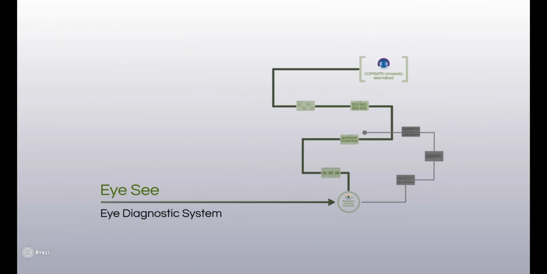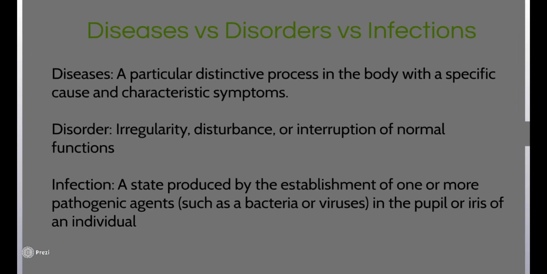While most people might assume that diseases, disorders, and infections are one and the same, they simply are not. Diseases are the particular process in the body with a specific cause and a specific symptom. Disorders, on the other hand, are physical disabilities which hinder the normal functioning of the eye and usually are physically visible in both eyes.